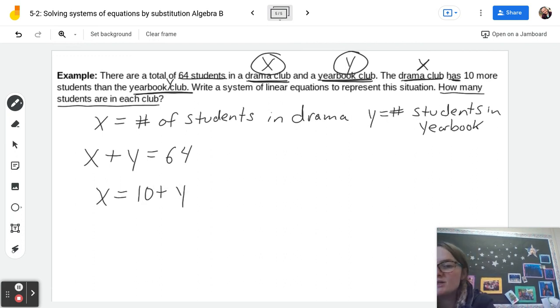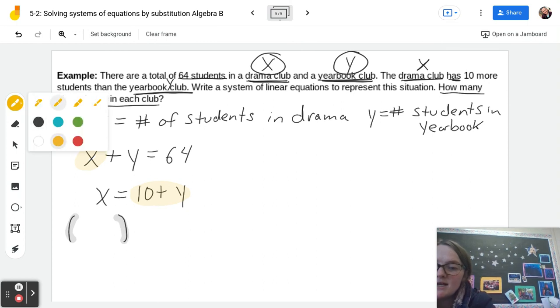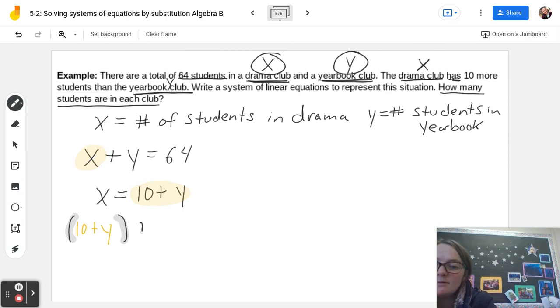So we have two equations here. Let's use substitution to solve. X is already solved for, and it's 10 plus Y. So I'm going to replace X with 10 plus Y. So instead of saying X plus Y, I'm going to say parentheses. Inside the parentheses, I'm going to have 10 plus Y. Outside, we're going to say plus Y equals 64.